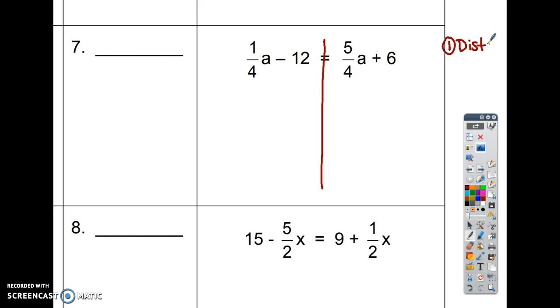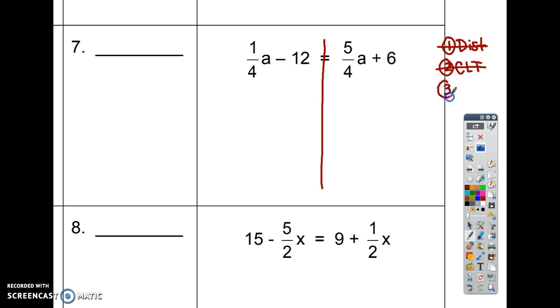There is no parentheses on this problem, so there's nothing for me to distribute. So step 1, we'll skip it. Step 2 is to combine like terms, so things on the same side. On the left side, is there anything I can combine? This one has an A, this one doesn't have an A. They're not alike. On the right side, this number has an A, the 6 does not have an A, so there's nothing to combine on both sides.